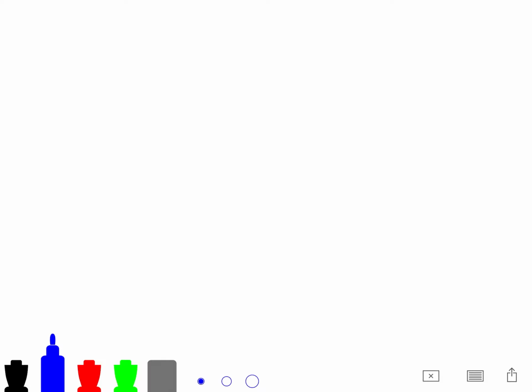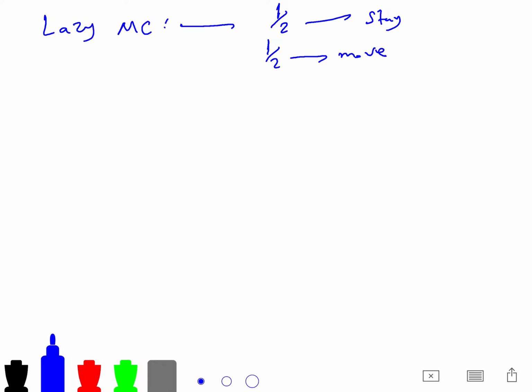So let's talk about the lazy Markov chain. In order to avoid getting stuck in one state, we define the lazy Markov chain. It means that with probability half, you stay there, you don't go anywhere. With probability half, you move to another state.